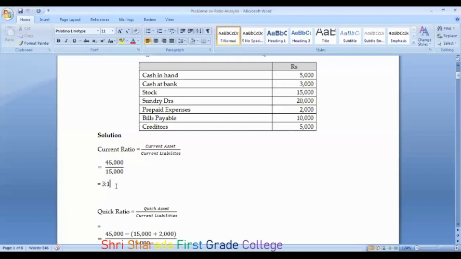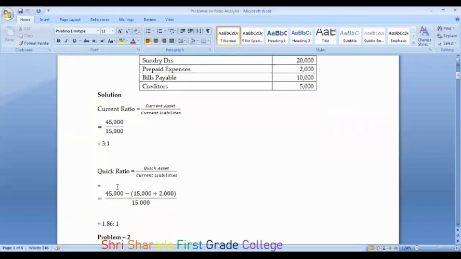So the ideal ratio is going to indicate the financial soundness of a business concern. The ideal current ratio was 2 is to 1, but here you got 3 is to 1. It is still better.